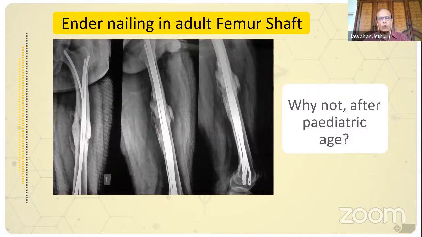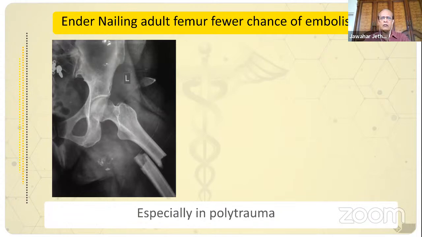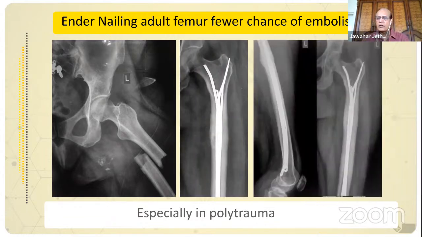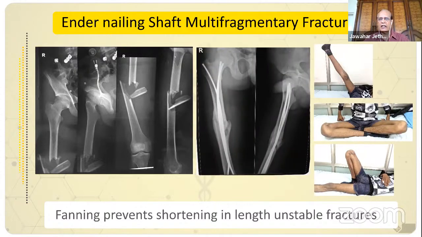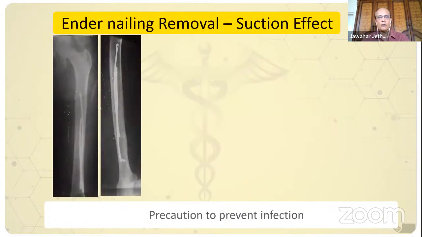So in all these cases, you can use elastic nails like Ender nails in an adult also, for the fractured femur. Especially in a polytrauma where you have a problem of embolism, where you don't want to pressurize the medullary canal with a reamer and with the interlocking nail, there you can do it with these elastic nails, and you can get a beautiful reduction, beautiful union in time without any complications. There are a couple of cases with length unstable fractures like this. But if the patient is relatively young and the medulla is very dense, you can go with Ender nail and get a very good result with this Y configuration of such fractures, where all these things come together and ultimately you get a full union with good function, almost normal function.